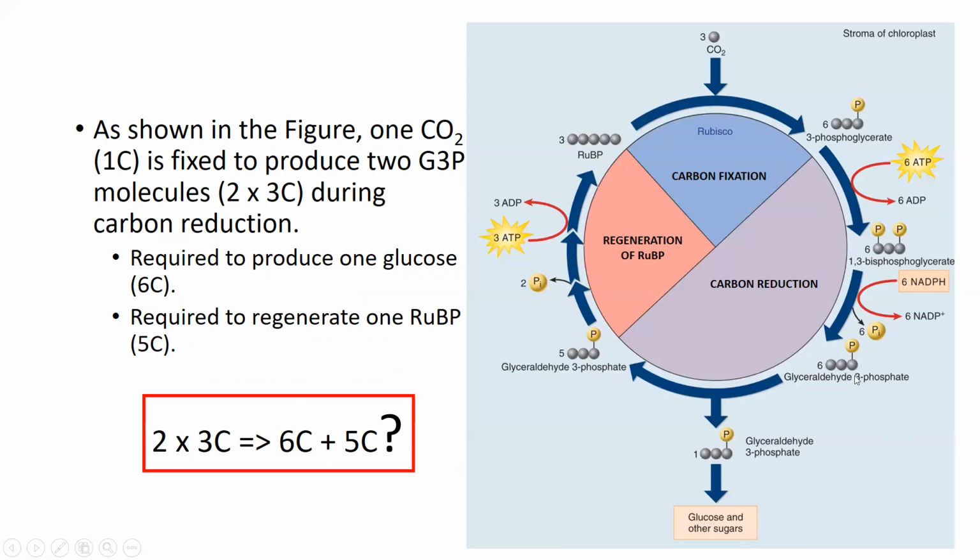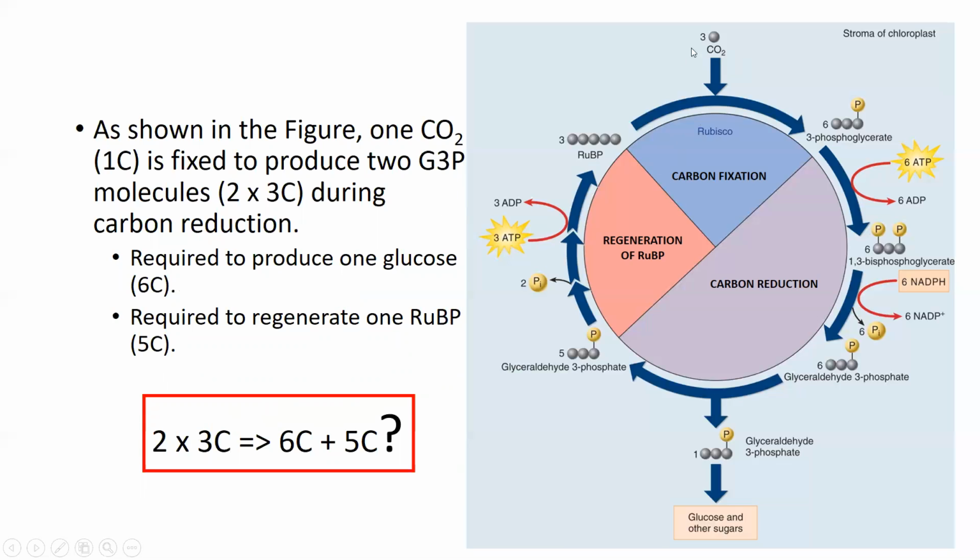After that, these 2 G3P, that means here they have 3 carbon each, altogether is 6 carbon. So the 6 carbon is required to produce 1 glucose, which is also 6 carbon. And at the same time, they are required to regenerate 1 RuBP, which is 5 carbons.